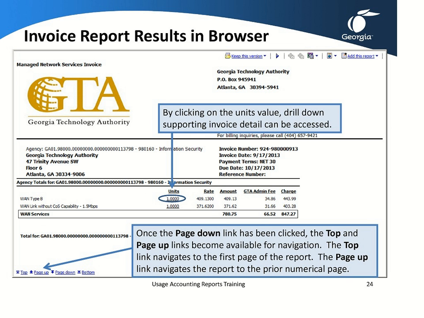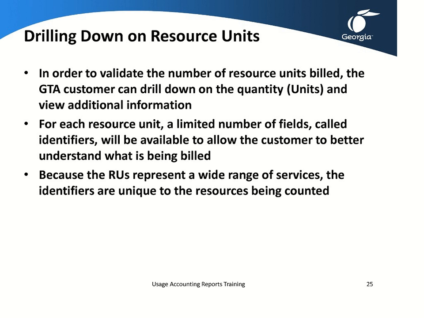I also want to point out that just like G-Smart Chargeback reports, you're able to drill down on your units to get more supporting detail if you choose to do so. So we're going to just run through that real quick. As far as drilling down, you'll be able to see supporting detail on those units, and for each resource unit there's a limited number of fields or identifiers that are available. Each RU is different, so the detail behind them is different, so you'll see that your identifiers are different with each RU. But let's take a look at what that looks like live.